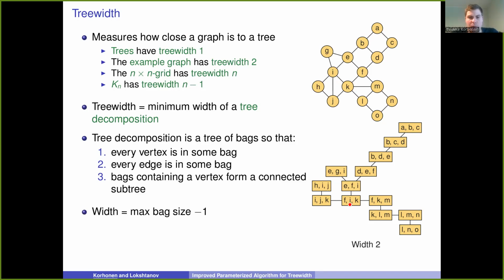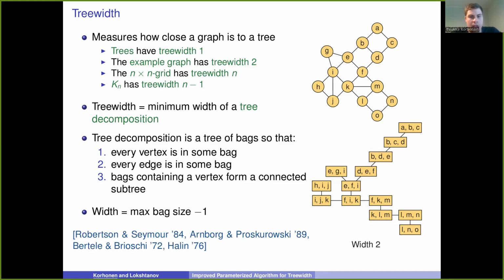And the width of a tree decomposition is the maximum bag size minus 1. So here the bag size is 3, so the width is 2. So this tree decomposition witnesses that the treewidth of this example graph is at most 2, and we know that it's exactly 2 because only forests have treewidth 1.